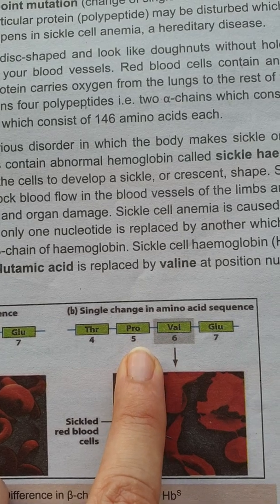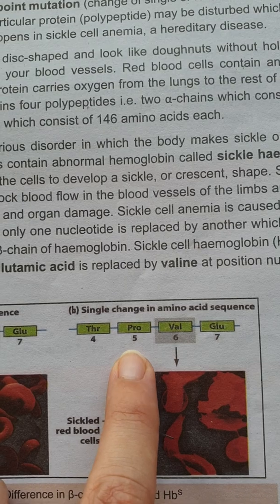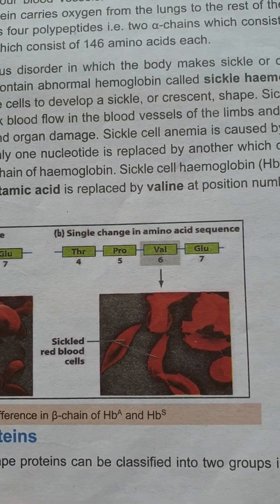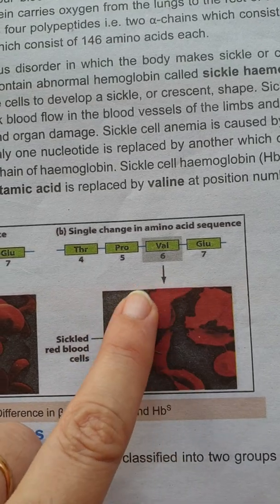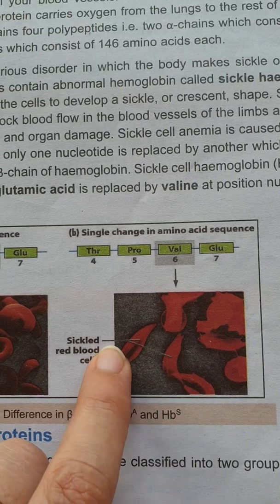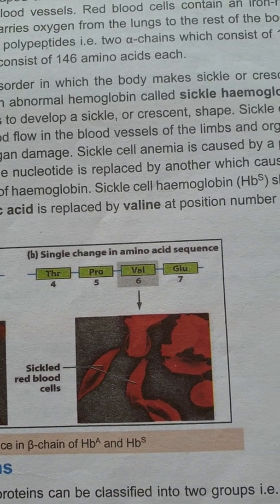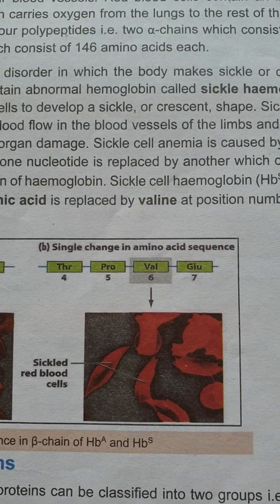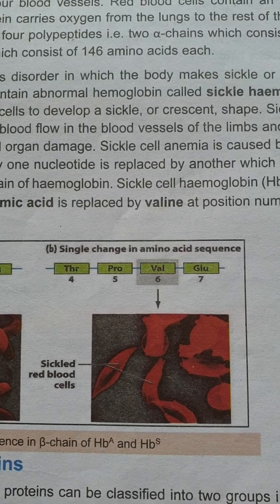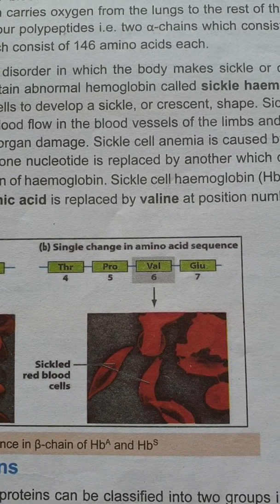It will not carry oxygen with the same speed or ratio, and the red blood cells will be sickle shaped, and that is why the abnormality is known as sickle cell anemia. So from this example we can know how important the sequence of amino acids is in the structure of protein.